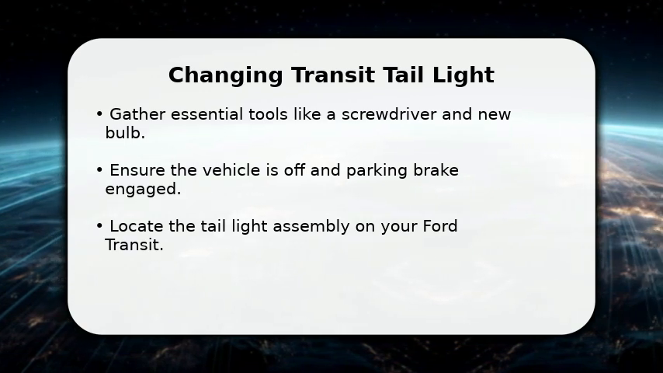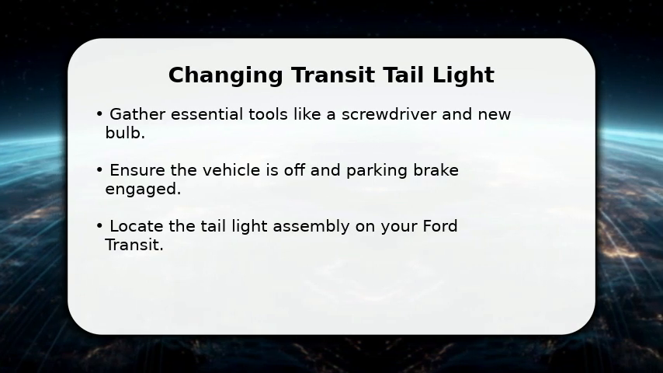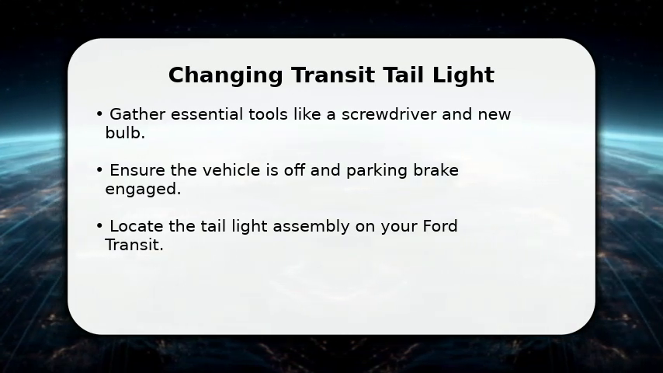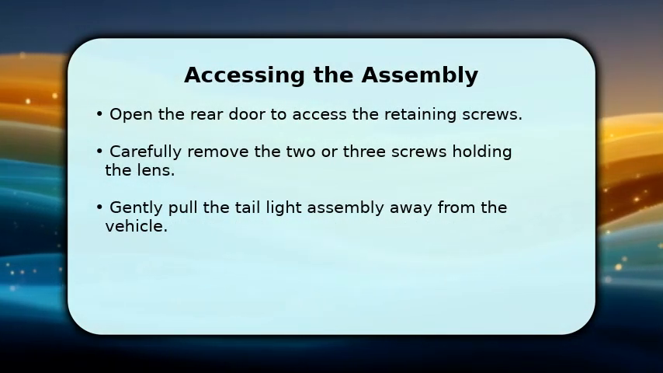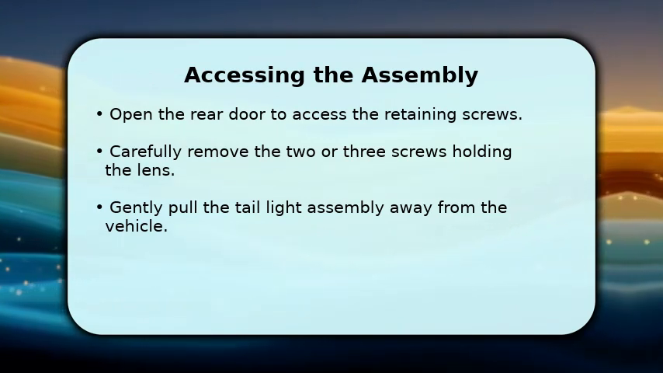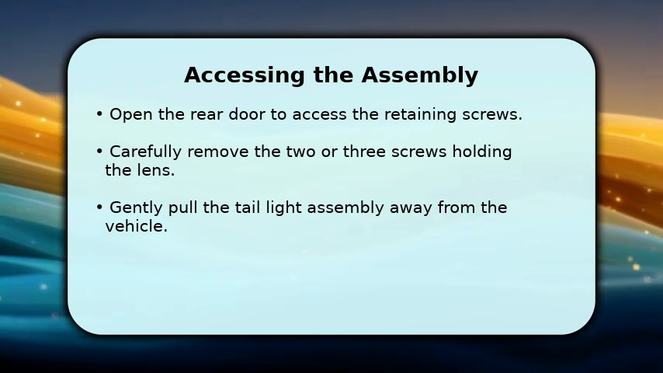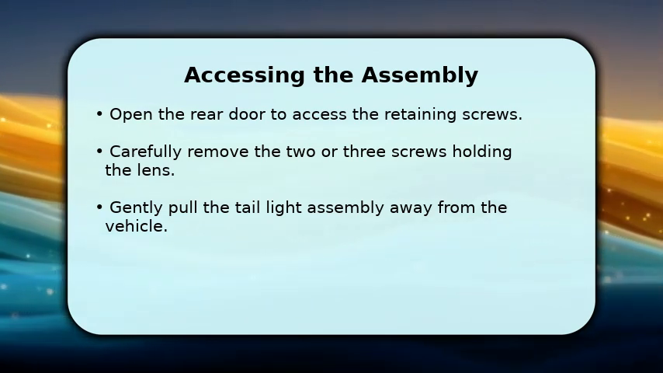Locate the tail light assembly on the rear of your Ford Transit van, usually on the side of the rear door opening. Now, open the rear door of your Transit to access the retaining screws. You'll typically find 2 or 3 screws holding the tail light lens in place. Use your screwdriver to carefully remove these.